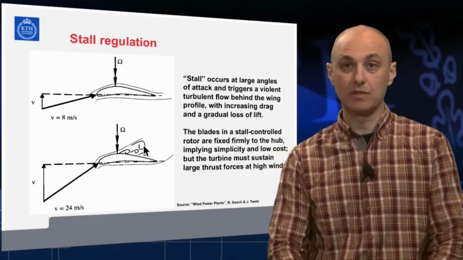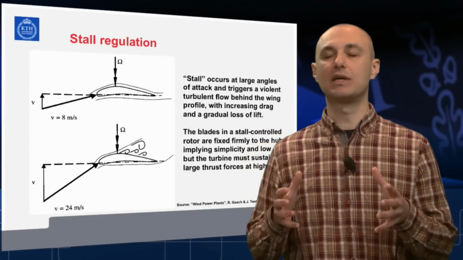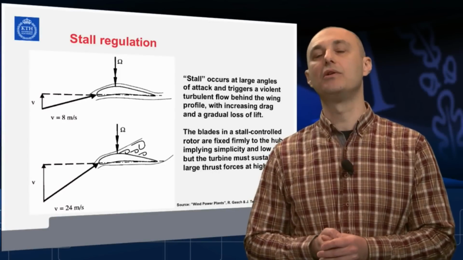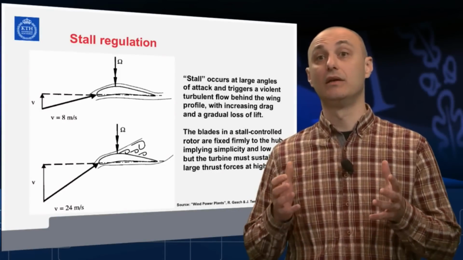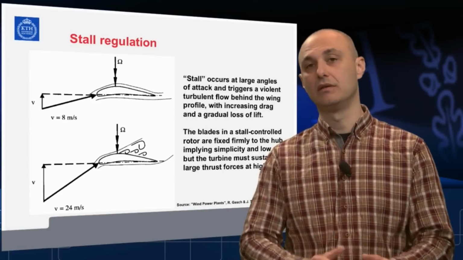The more turbulence, the more swirling vortex behind the blade, the worse the aerodynamic performance is. So you're literally dumping the power coefficient, or the effectiveness, of the wind rotor.